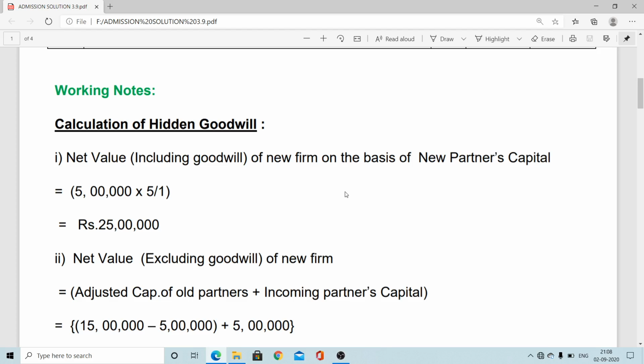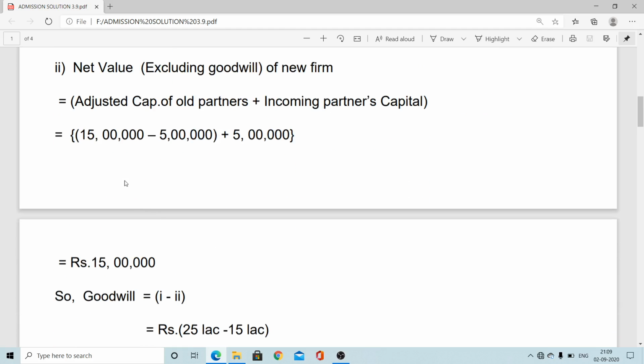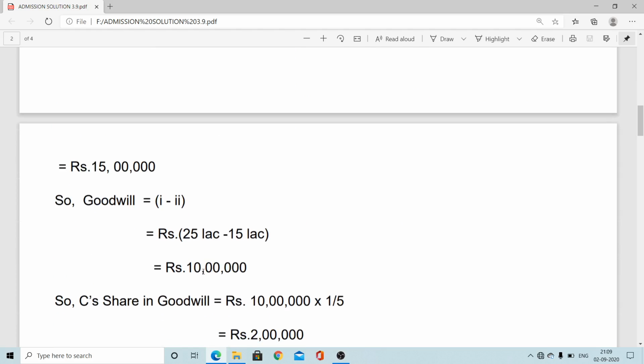Now if you consider net value excluding goodwill, the total adjusted capital is 15 lakh minus 5 lakh, that is 10 lakh of A and B, and if you add the incoming partner's capital, that is also 5 lakh, so 15 lakh. So the old capital in comparison to the new capital is coming less. New capital is 25 lakh, old capital is 15 lakhs including the incoming partner's contribution. Therefore the value of goodwill is 10 lakhs, 25 lakh minus 15 lakh, 10 lakh. This total forms goodwill.